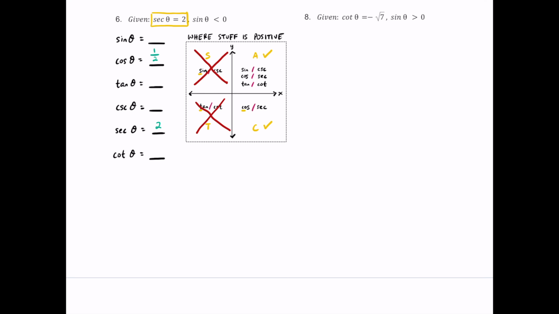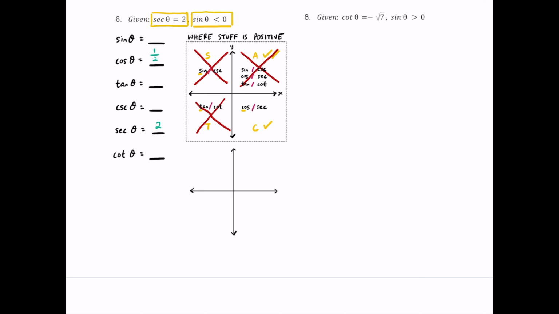Now, to narrow it down one more time, we know that sine of theta is less than 0, so sine must be negative. Well, sine is positive in quadrant 1, so it cannot be there. It's got to be in quadrant 4. So once again, for this one, we are going to be in quadrant 4 for our angle. All right, so cosine is going to be positive over here.